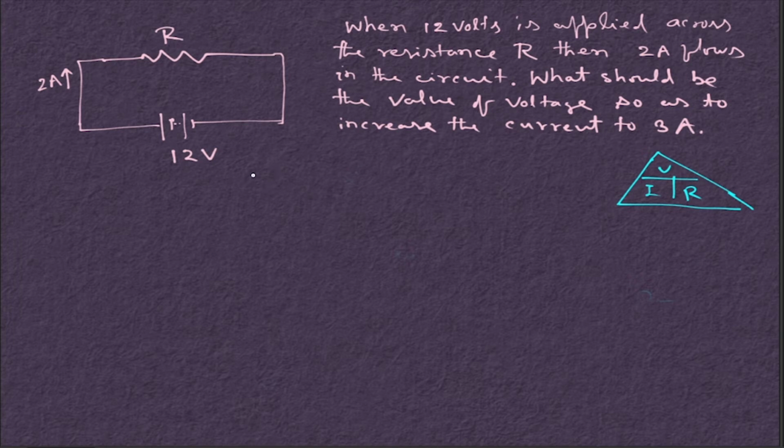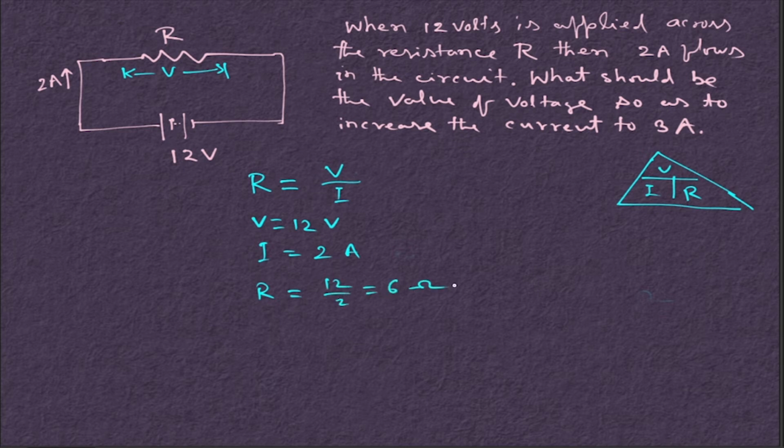Then from Ohm's law, we can say that R is equal to V by I. If you do not remember, you can recall it from this Ohm's law triangle. R is equal to V by I. This V is applied across the resistance. So here V is given as 12 volt and I is equal to 2 ampere. So R is equal to 12 by 2, that is equal to 6 ohm. You can write it here, 6 ohm.